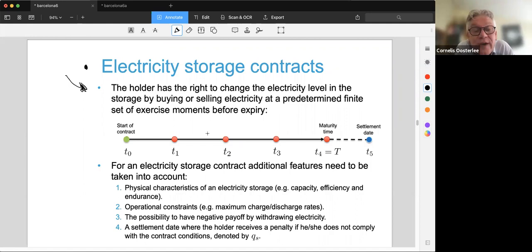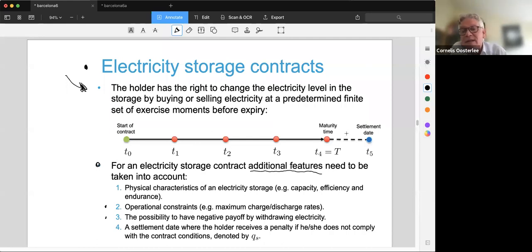Of course, there are constraints, right? So when we're dealing with an electricity storage, we have additional features. And they make it interesting, I think. We have physical characteristics of an electricity storage: the capacity, the efficiency, and the endurance, right? We have operational constraints like the maximum charge and discharge rates. And we have the possibility to have a negative payoff, because when we withdraw electricity, we would have a negative payoff. And we can either buy electricity or sell electricity.